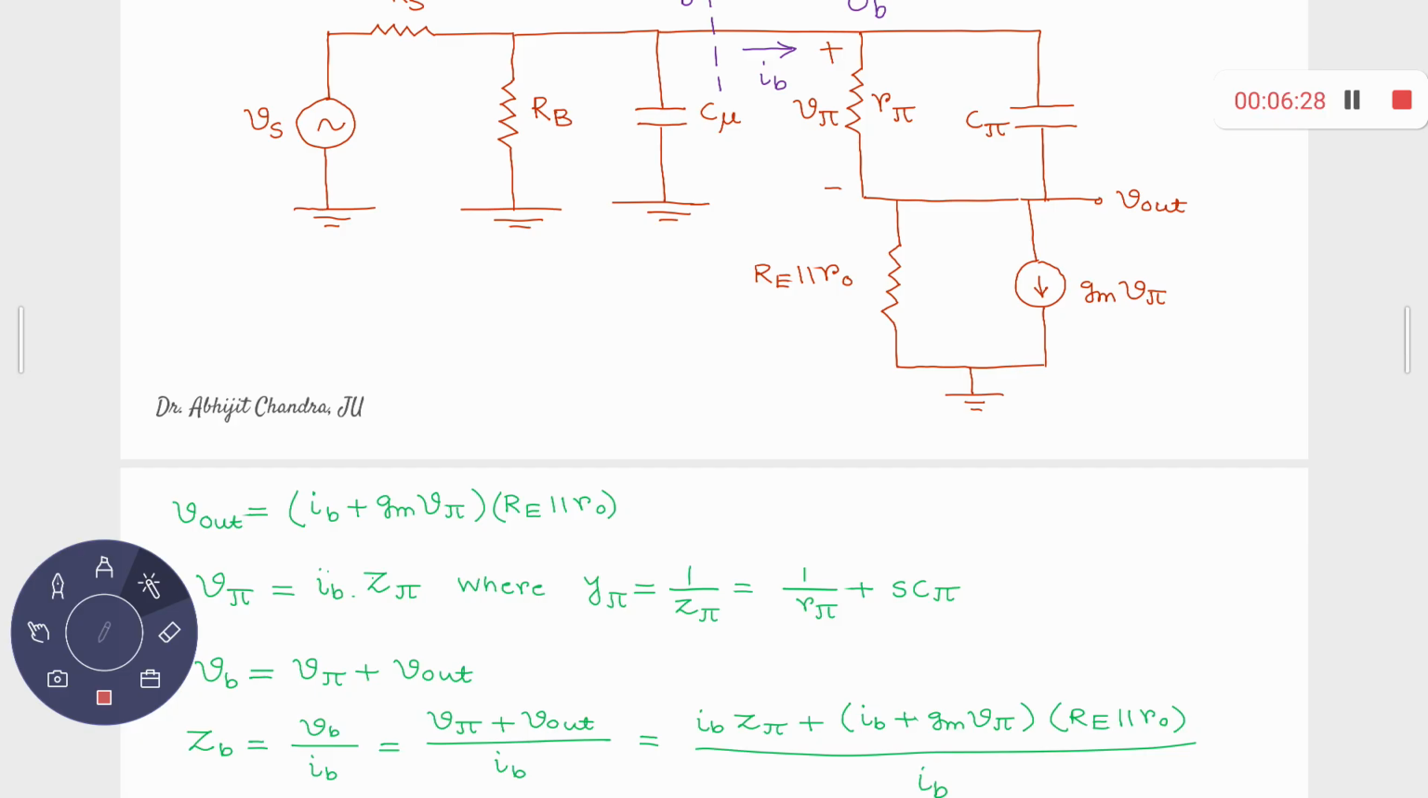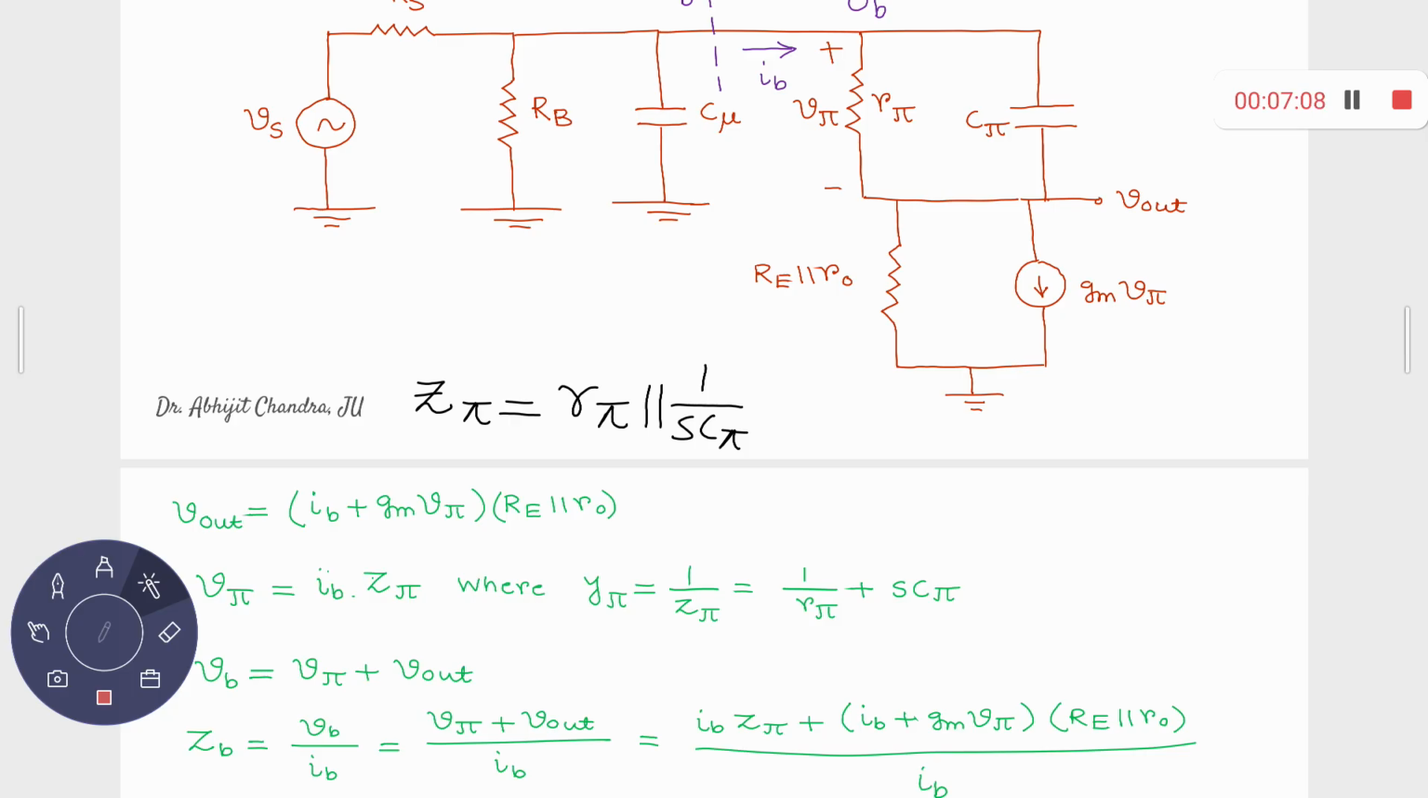So let me call this Z pi. Z pi is basically R pi and C pi. C pi is a capacitor, so what about its impedance? That is 1 upon SC pi. So R pi parallel to 1 upon SC pi will give you Z pi. And if I consider the admittance, Y pi is given by 1 upon Z pi, that is 1 by R pi plus SC pi. Two admittances are in series, impedances are in parallel.